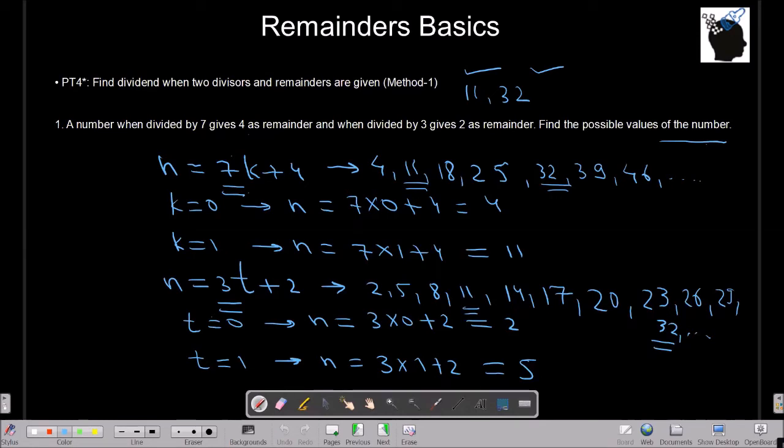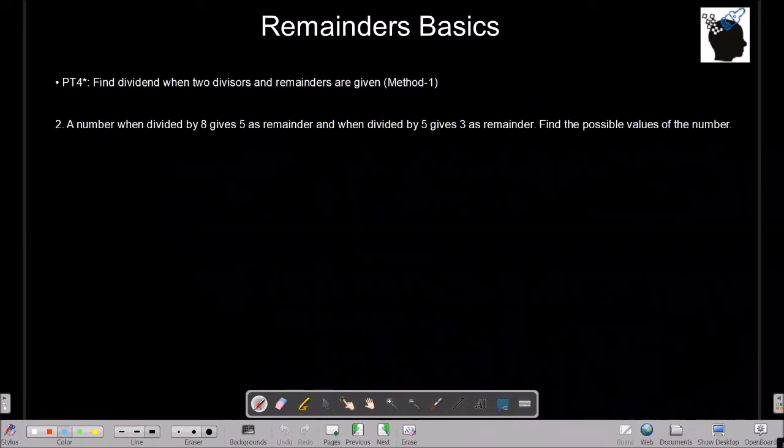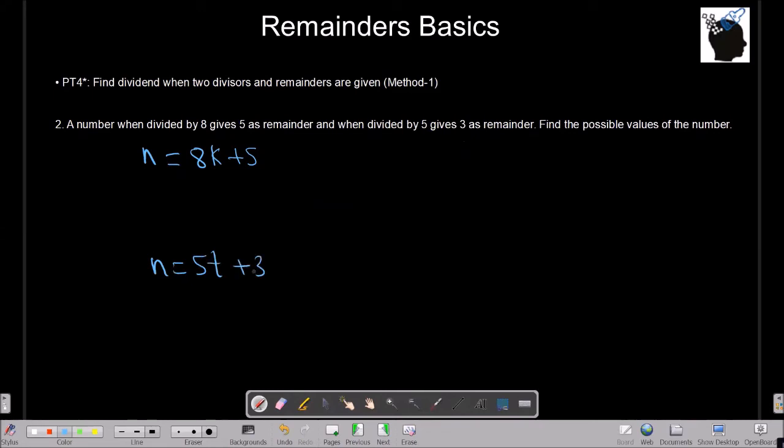Let's try out one more using method 1. So a number when divided by 8 gives 5 as remainder. So let's take the number as 8k plus 5. And when the same number is divided by 5, it gives 3 as remainder. Let's take the number as 5t plus 3. We'll follow the same process. We'll start putting values of k from 0, 1 to 3 and so on, and values of t from 0, 1 to 3 and so on. Consider only the values which are common in both of them.